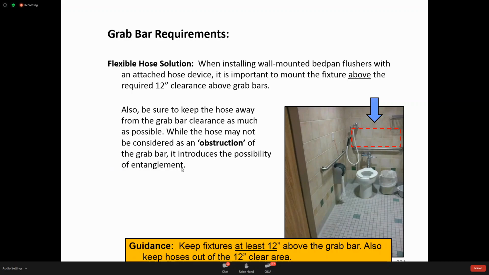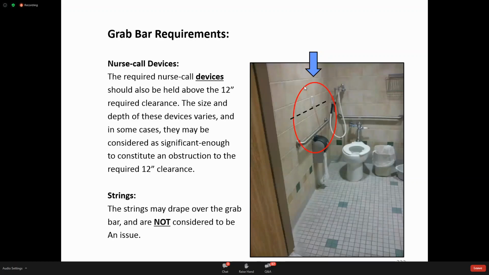We've gone through this, we've done this just like the photo shows, but I've got to tell you, the staff don't like it. And I think the reason they don't is that with the flexible hose, in order to reach it, they have to reach over the toilet. It's a back strain issue, it's awkward. Nonetheless, this is the best advice I can give you. We touched on this earlier, so I'm not going to go over that again. Nurse call device thing.